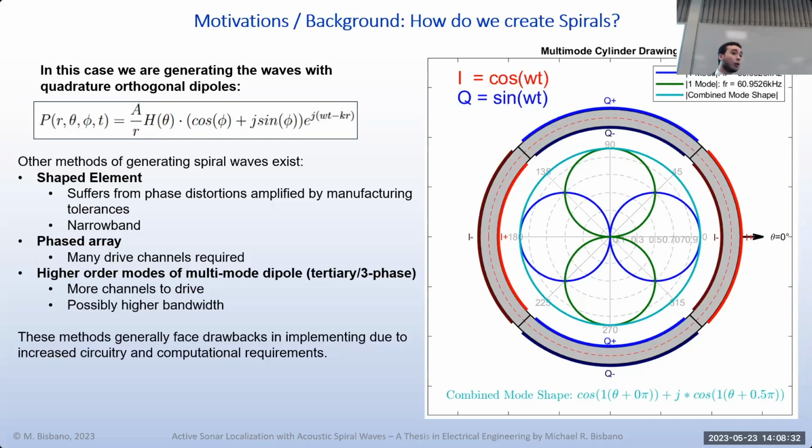So I was lucky enough to borrow the same transducer used by Ben Dzikowicz from NRL to do this testing. All the work I'm doing in simulation and in experiments is done using this quadrature orthogonal dipole method of generating spiral waves, which is really convenient because to make a spiral wave, you only need 2 channels of signal, 2 power amplified signals.